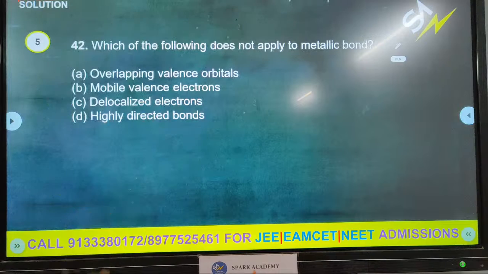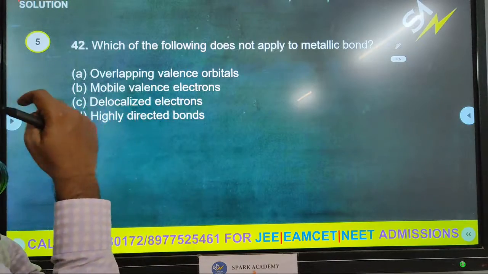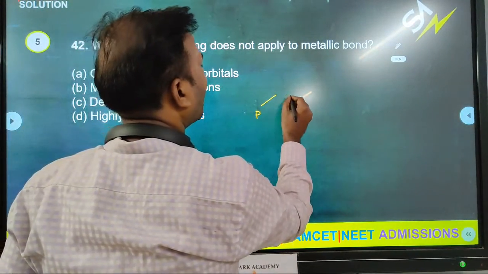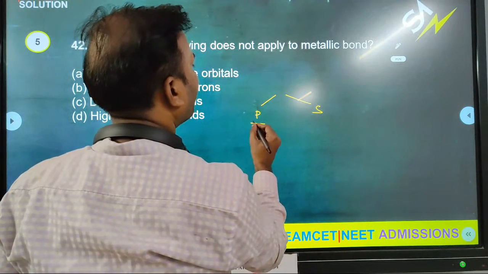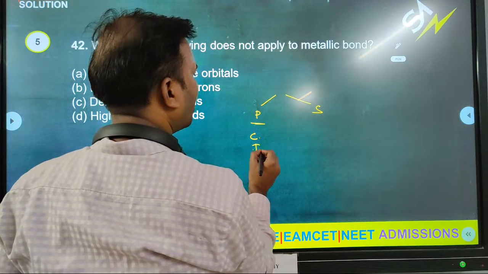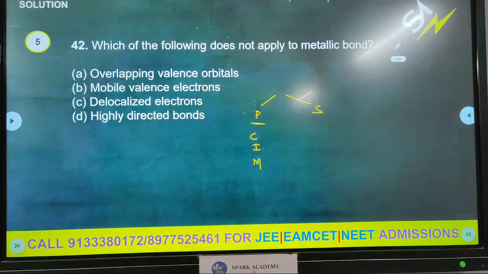Now the next question, question number 42. Which of the following does not apply to a metallic bond? Actually, there are two types of bonds, primary bonds and secondary bonds. In primary bonds, the covalent bond is there, next the ionic bond is there, and the metallic bond is also a primary bond. So which of the following does not apply to a metallic bond?